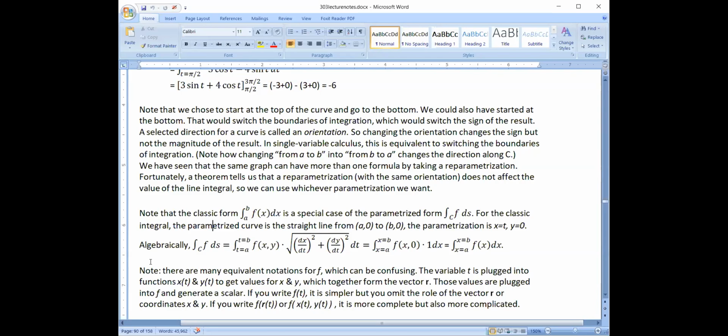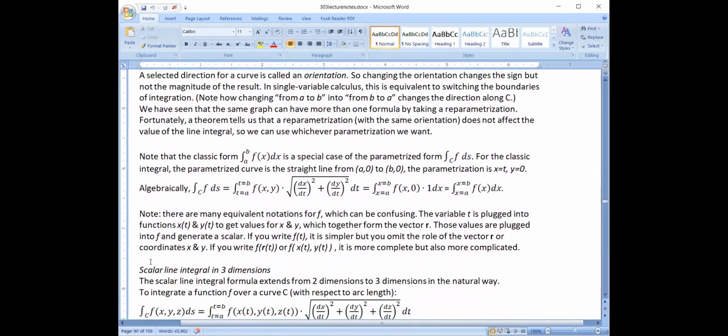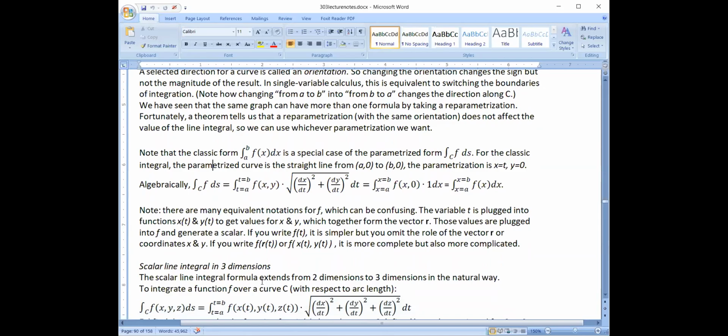Okay. So this was writing down a scalar line integral in 2 dimensions. And of course, everything we've done here, we can stretch it out to 3 dimensions. So it looks pretty much exactly as you would imagine. It's the integral over a curve of f of now x, y, z. And we still have ds, but ds is now the square root of dx dt squared plus dy dt squared plus dz dt squared, all times dt.